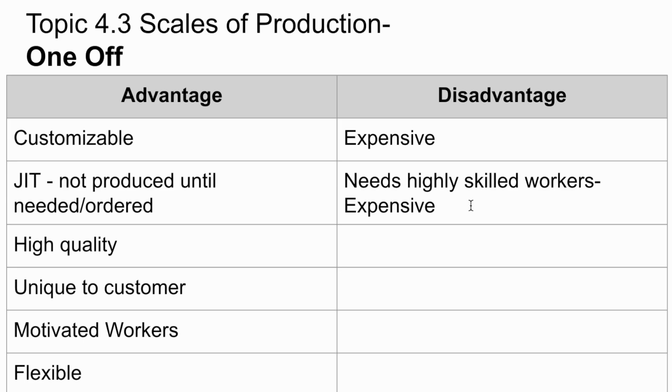One-off productions could be something like if you go to a tailor to have a dress made, or a suit made, or a tuxedo, or you go to a cobbler to get a pair of shoes that are bespoke, that fit your foot exactly. So those are the kinds of things that are one-off, and they can be quite expensive.